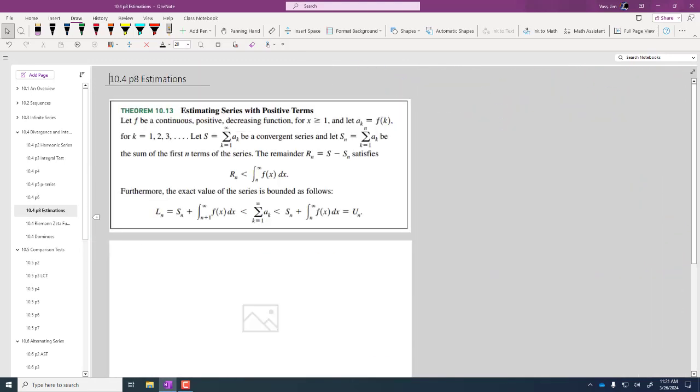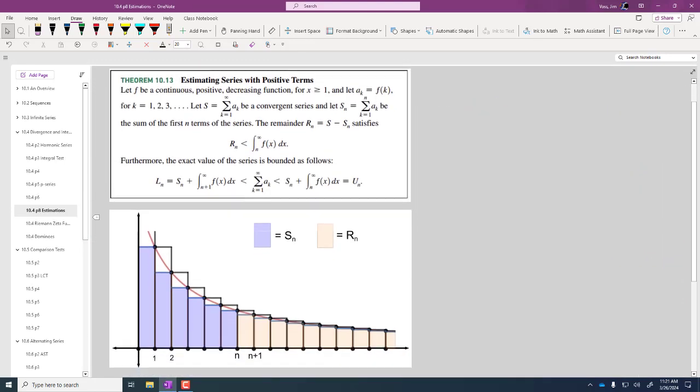All right, let's go to estimating series. Depending on what your major is, you will take courses in numerical analysis.